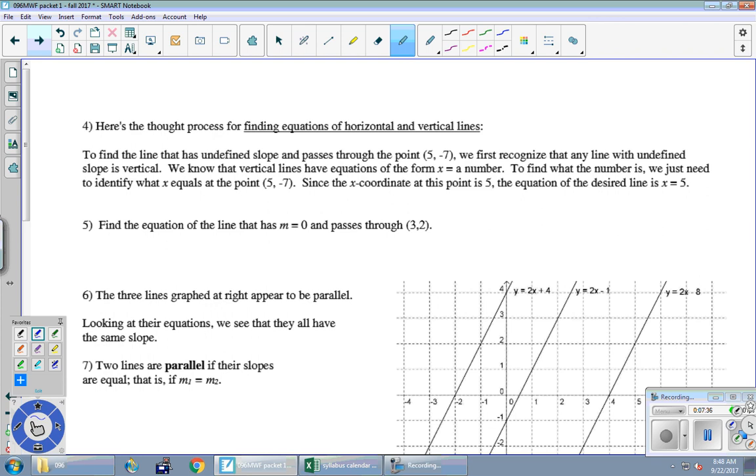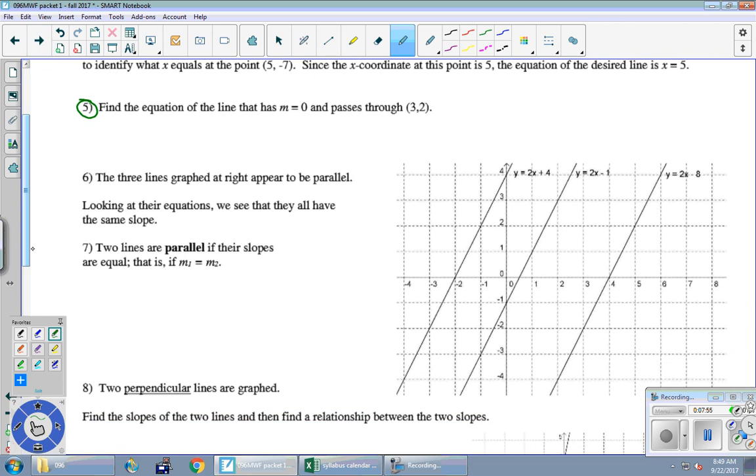Okay, on the next page, we're going to skip 4. You can read that one later on. Let's jump to 5. And I'll show you exactly the kind of question I need you to be able to answer. Find the equation of the line that has m equal to 0 and passes through (3, 2). So I'm telling you the slope is 0, and I'm giving you a point that this line hits.